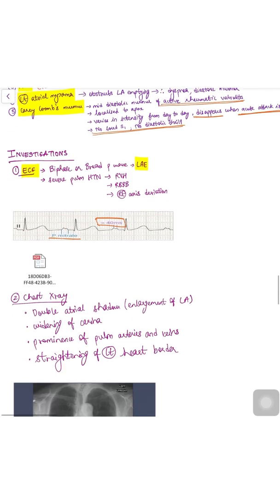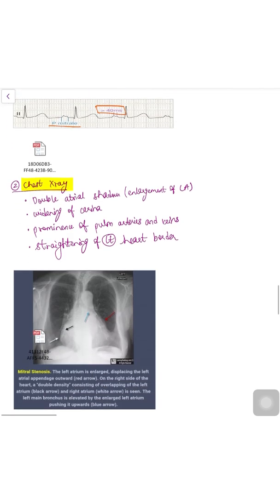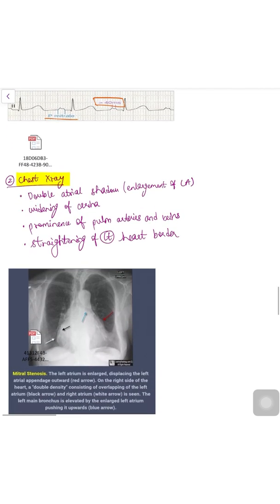Then you will do a chest X-ray. On an X-ray, what will you see? You will see a double atrial shadow. Your left atrium has enlarged, because of which you are going to see a double atrial shadow. The left atrium is going to uplift the trachea. That's why we'll have the widening of the carinal angle. There will be prominence of the pulmonary arteries and the veins because of the pulmonary hypertension. The LA pressure is increasing, causing backward pressure, pulmonary hypertension, Kerley B lines, right? All these are a feature of pulmonary edema. You will be seeing that on an X-ray, and you'll have the straightening of the left heart border.